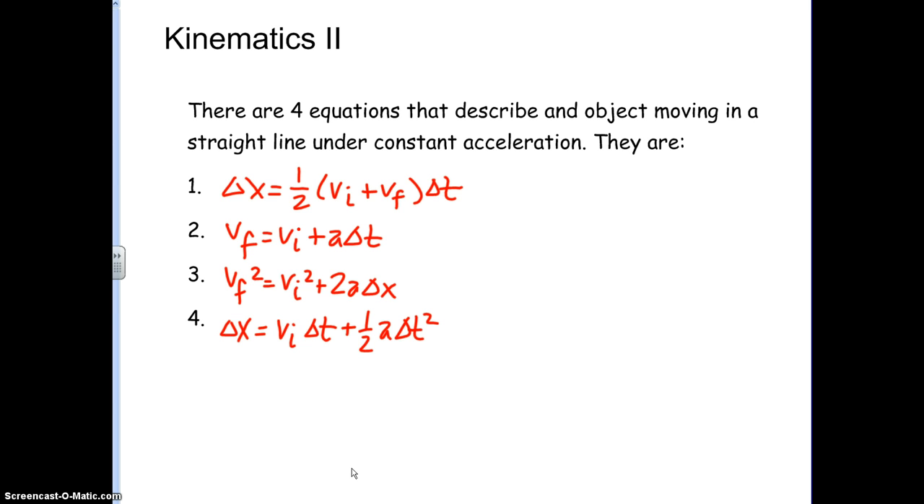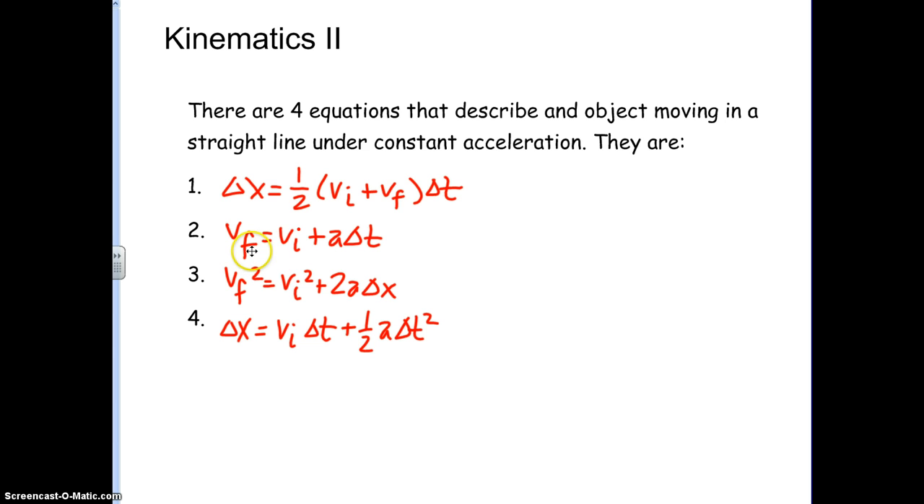And these aren't necessarily in the order you find them in your book, but the first one says delta x, displacement, is 1/2 times the quantity v initial plus v final times time. And if you're taking something's initial velocity and final velocity and adding it together and dividing it in half, that's basically average velocity. So this basically says displacement is average velocity times time. We've known that for a while.